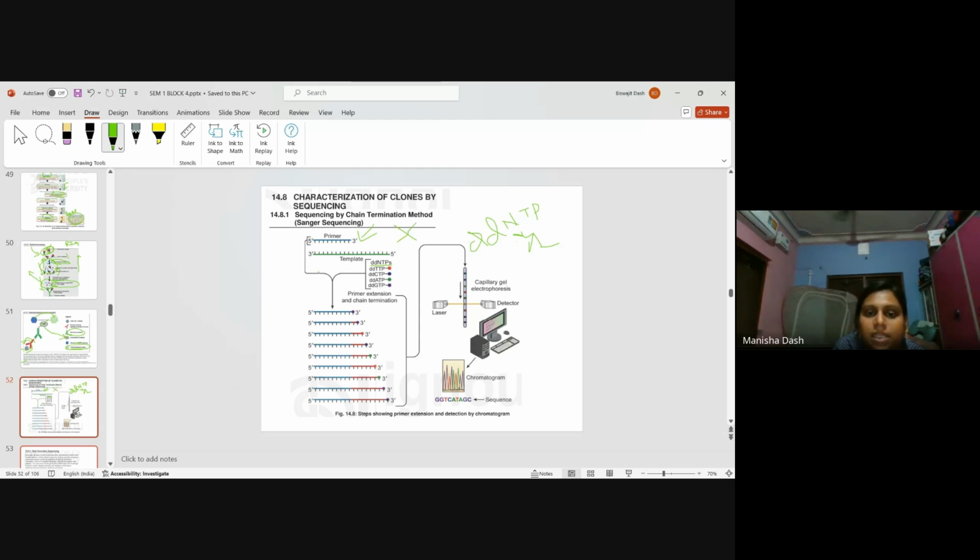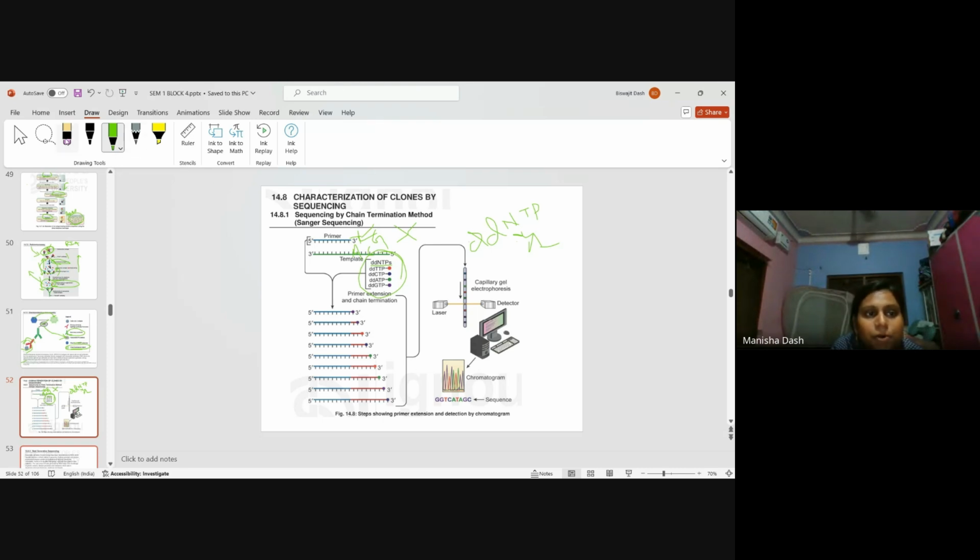So in this particular reaction mixture, alongside the primer, ddNTPs are added. So what happens here? For example, if the template base is A, what should be added against it? T. So if T is added against A, and after A, let's say there is C, then after this T, a G will be added, and the chain can elongate.